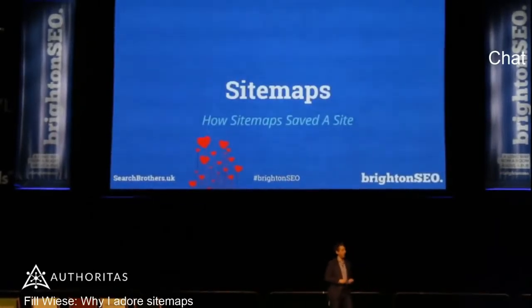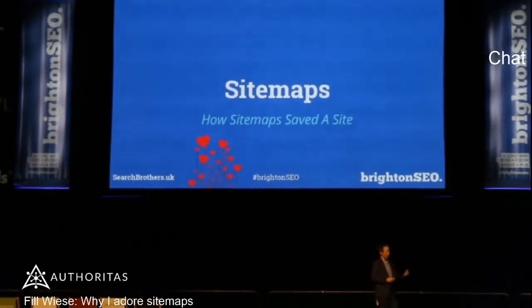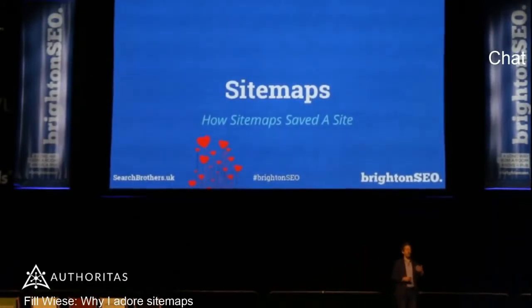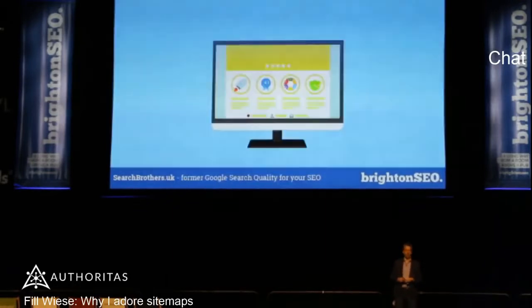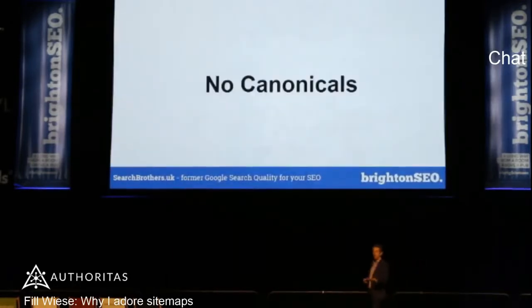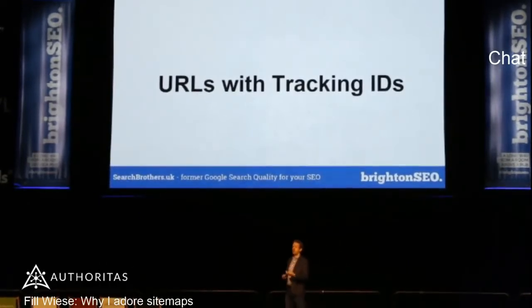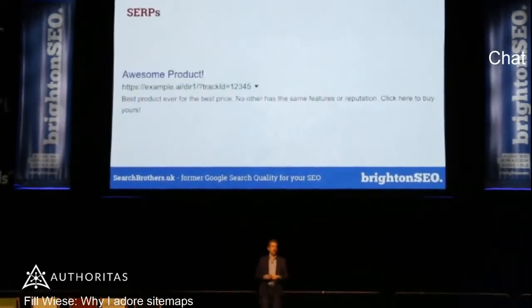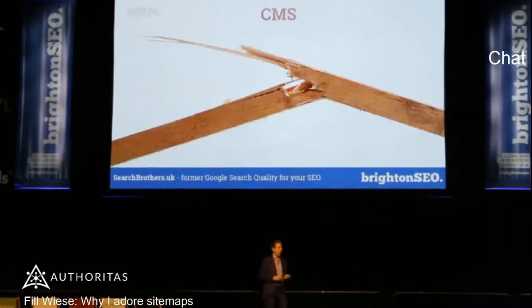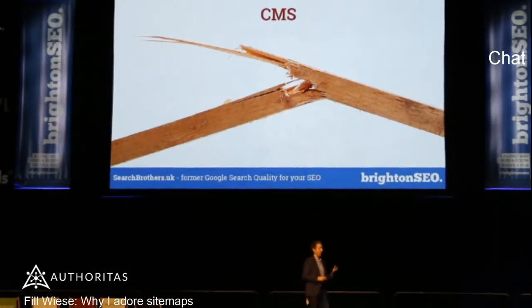Now let's talk very briefly about a couple of situations where sitemaps actually solved other SEO issues. Here we had this website that had no canonicals and was using internally URLs with tracking IDs. In the Google search, it looked horrible. This is not what we wanted. Unfortunately, the CMS was not flexible, we couldn't change markup, we couldn't add canonicals. That would have solved a lot of the problems.